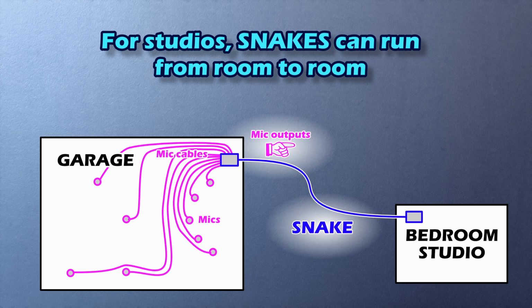Snakes typically patch line levels as well as mic level signals. That means you can feed a headphone output to the snake. In our garage example, not only are you sending the mics to the studio, but the studio can also send a control room or headphone mix back to the drummer.